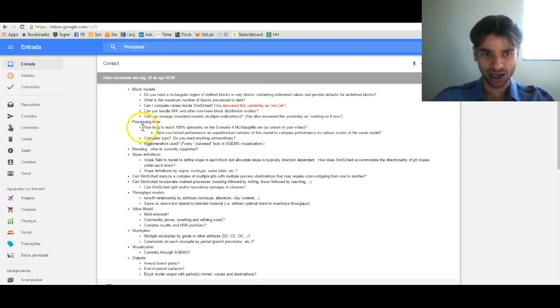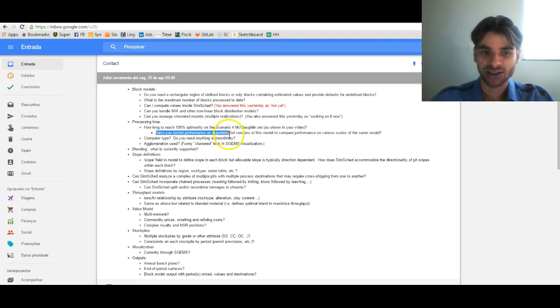Processing time: how long to reach 100% optimality? This is on the website. This is around 1 hour. Okay, just to say numbers, because it changes according to the parameters, not only the size of the model, which is around 3 million blocks, but also the parameters that we use, and it changes as we improve the software. Sometimes we can make it more efficient, sometimes we need to improve some other things and it's a bit slower, but on average I would say 1 hour.